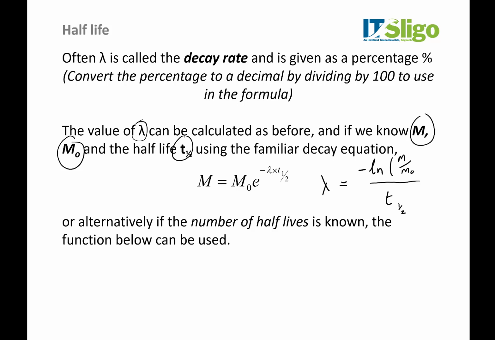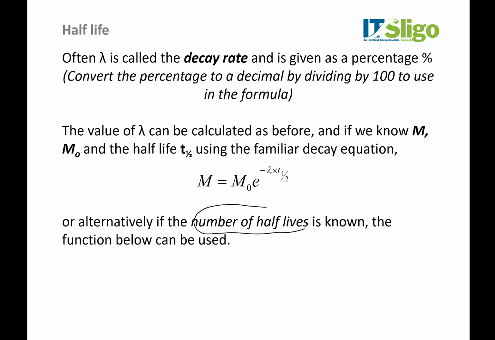For a lot of radioactive materials, the half-life is known. Like the half-life of carbon-14 is 5,730 years. So this figure is just a value that you can look up and feed into your function. Alternatively, if we know the number of half-lives the process has undergone, we can just use this function here.